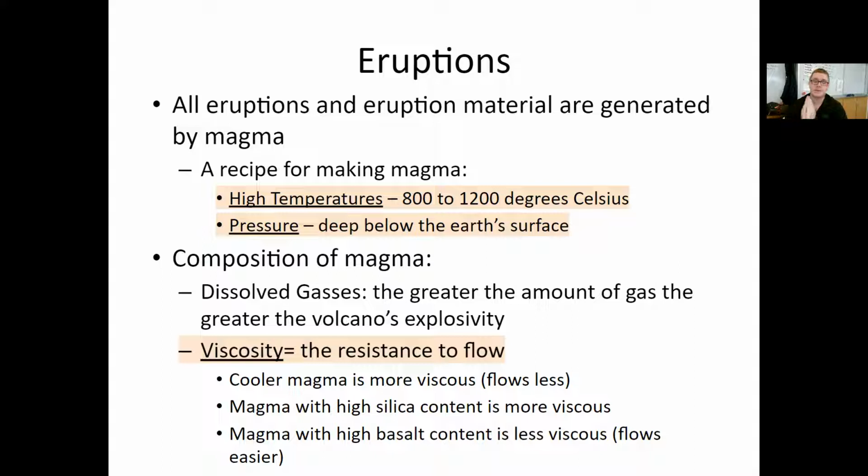How do you remember this? Here's a great mnemonic: if it's low, it will flow. Say it with me. If it's low, it will flow. If it has a low viscosity, it's going to flow fast, like our different basalt lavas. If it's high viscosity, there's no rhyme there. If it's highly viscous, it's not going to flow. So if it's low, it will flow. That's a good way of remembering viscosity.